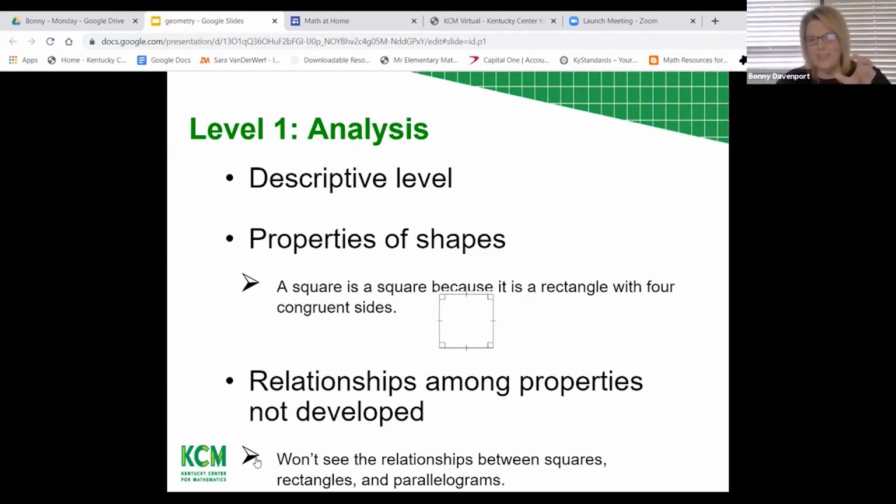I used to love to think about these things when I was teaching geometry, how a square is a parallelogram and a rectangle is a parallelogram, but not all parallelograms are rectangles. But they don't see those kinds of relationships between the shapes. So how do we get them to progress through the levels?